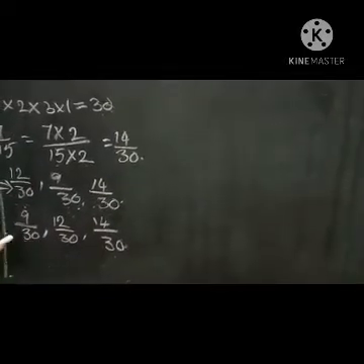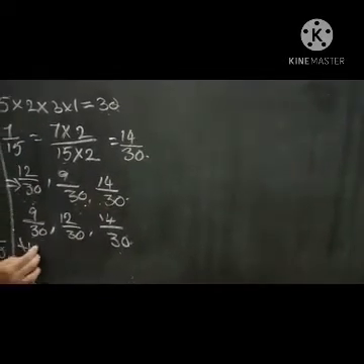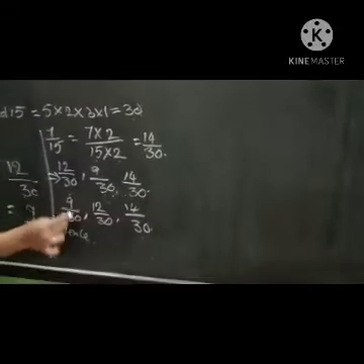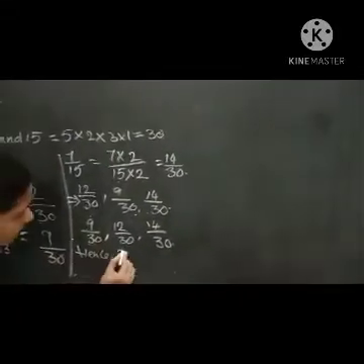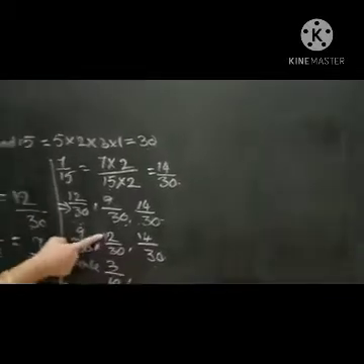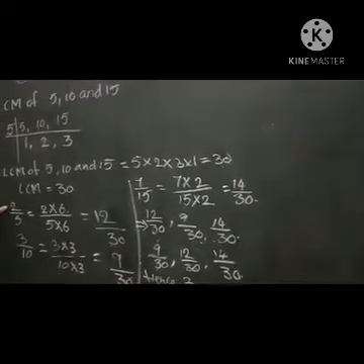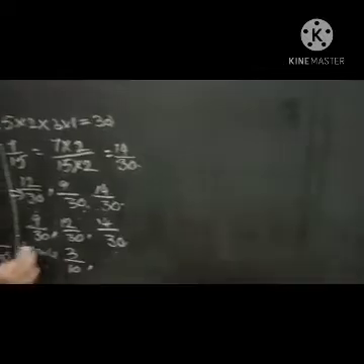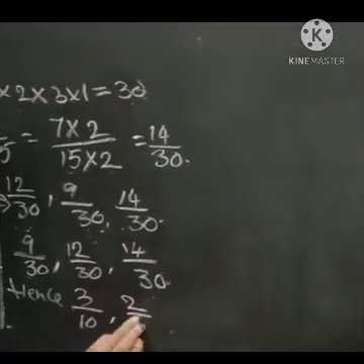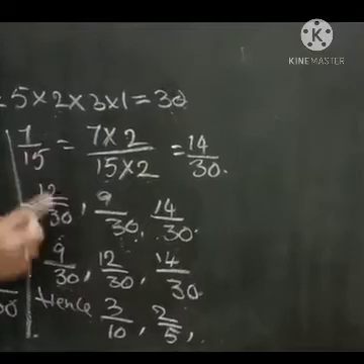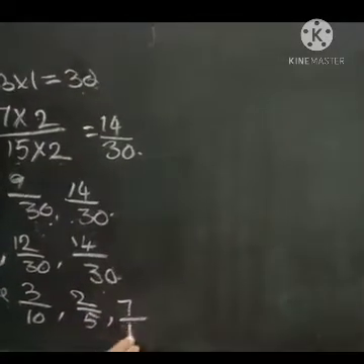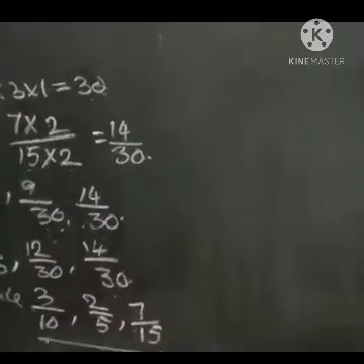And again see children, 9 by 30 comes from which number? 9 by 30 comes from 3 by 10. Like the first 3 by 10. Next 12 by 30 comes from 2 by 5. Next 14 by 30 comes from 7 by 15. This is the ascending order.